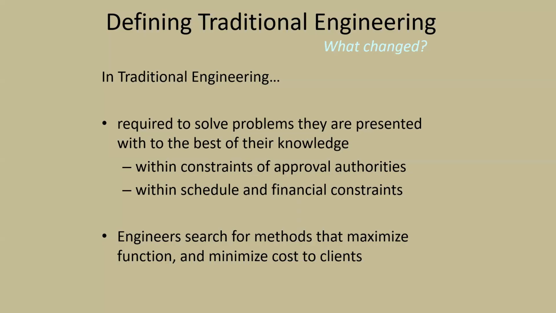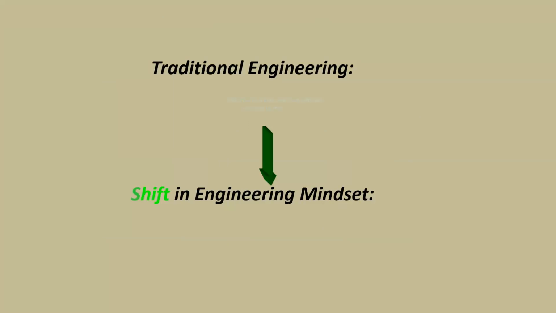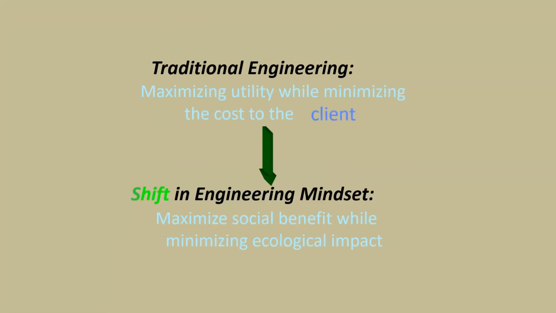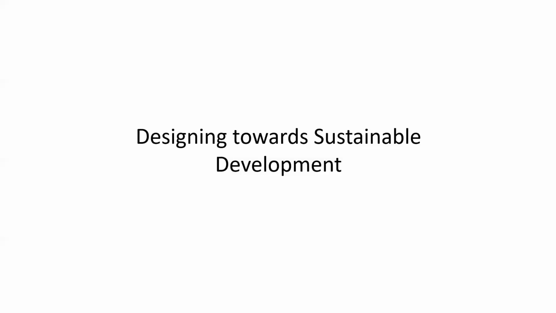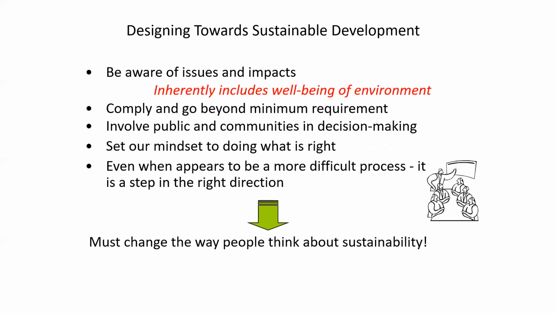In traditional engineering, we are trying to solve problems. We basically look at maximizing the function and minimizing the cost. And when we look at the cost, we just look at the economic cost. We don't look at the environmental cost. So we have to have a shift in the engineering mindset. We have to look at the economic cost, and we have to look at the environmental cost. We also have to look at the social and environmental benefit associated with that. Social, economic, environmental, when all these things come together, then you have sustainability.